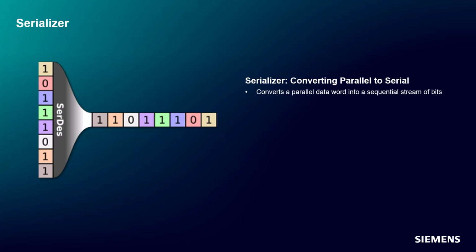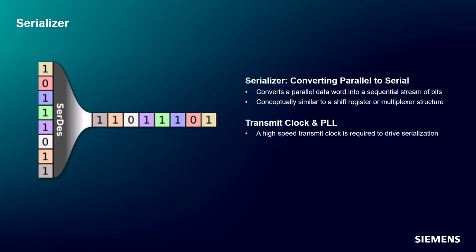The serializer takes a parallel data word and converts it into a sequence of bits. Conceptually, you can think of it like a shift register. Each clock cycle, one bit is shifted out onto the serial line. But because the output data rate is very high, the serializer must operate at a much higher clock frequency than the original parallel logic. This leads to another critical component: the transmit clock.